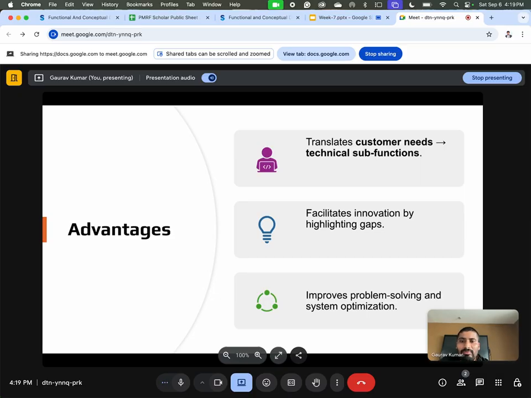Third, the method strengthens problem solving by making the system transparent, and it becomes easier to locate where a failure occurs and where improvements will be most effective. So instead of troubleshooting blindly, the flow method directs attention to the right functions and their related sub-functions. Okay.